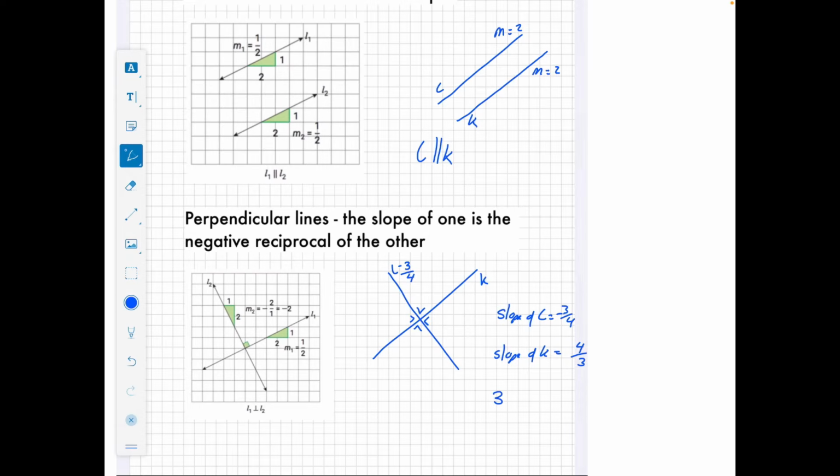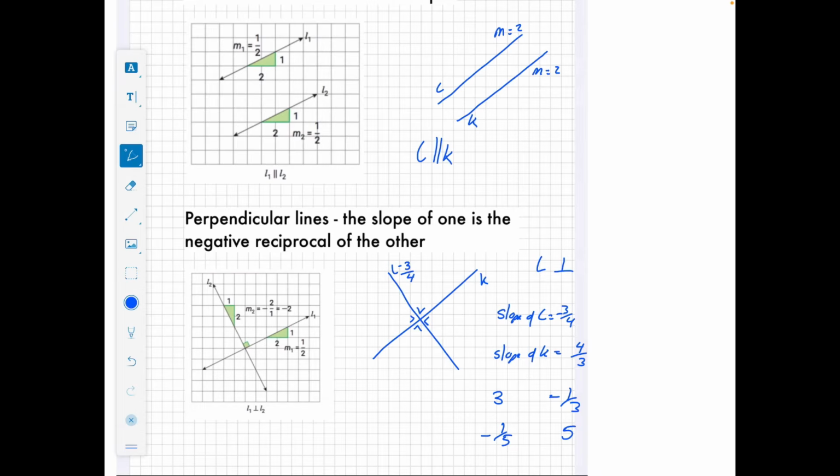If one line had the slope of 3, the perpendicular slope would be minus 1 over 3. If something had the slope of minus 1 over 5, the perpendicular slope, flip it upside down, so it just becomes 5, and change the sign, it'll become positive. So flip it upside down and change the sign.